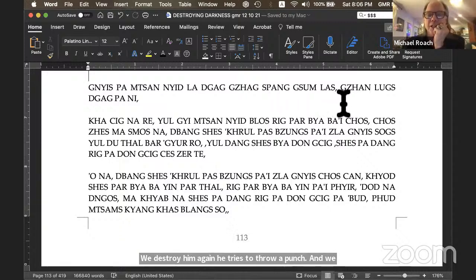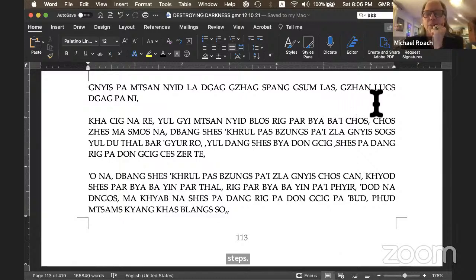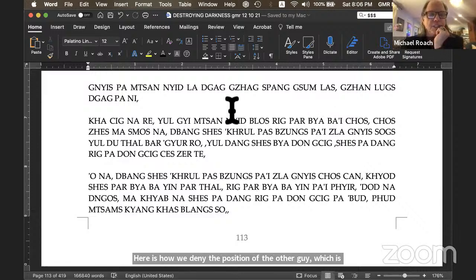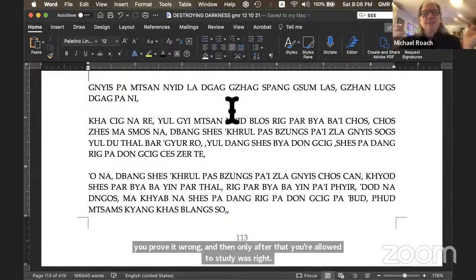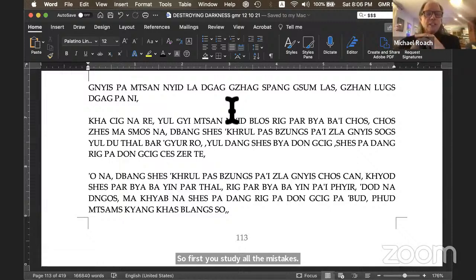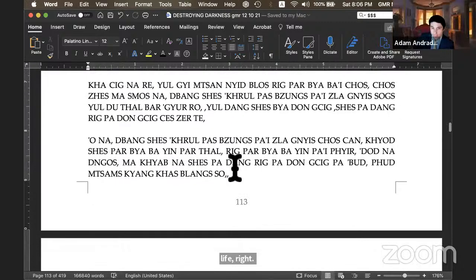Okay, similarly, of those 3 steps, here is how we deny the position of the other guy, which is interesting. In classical monastic pedagogical theory, educational theory, you always start with something wrong and you prove it's wrong. And then only after that, you're allowed to study what's right. So first you study all the mistakes and then you learn what's right. It's kind of like real life, right? First you make all your mistakes and then you figure out what's right.